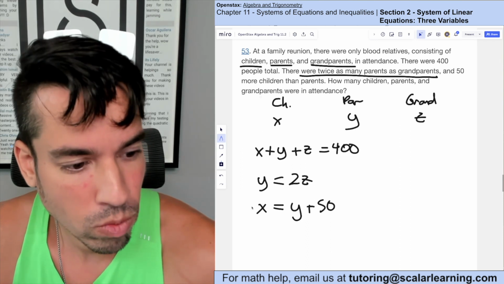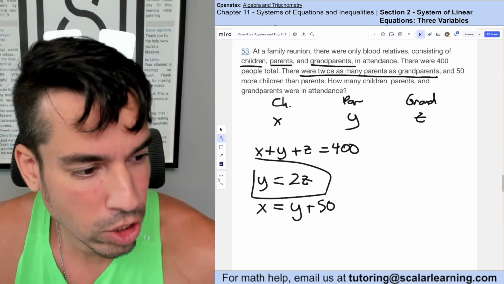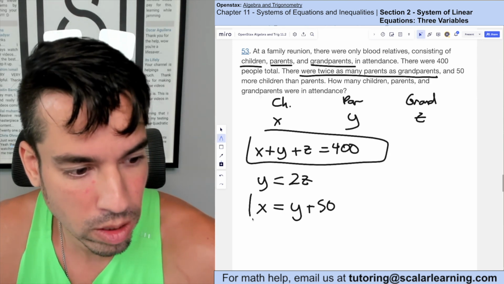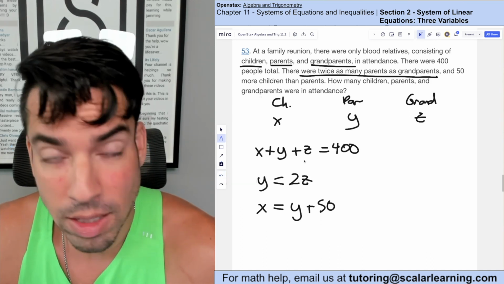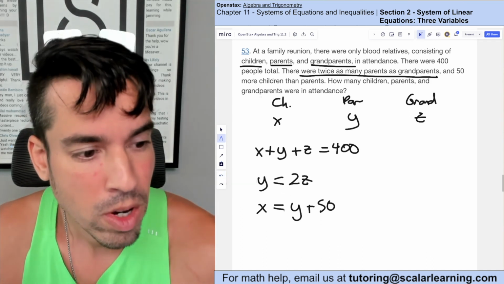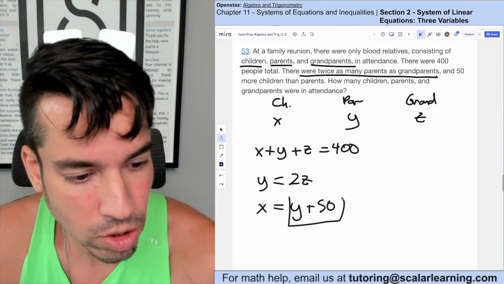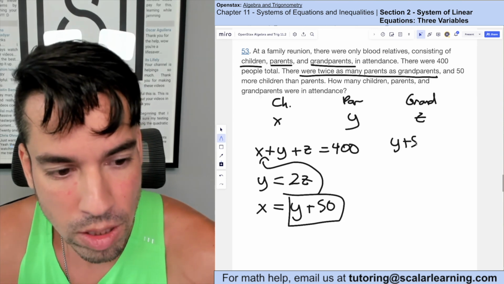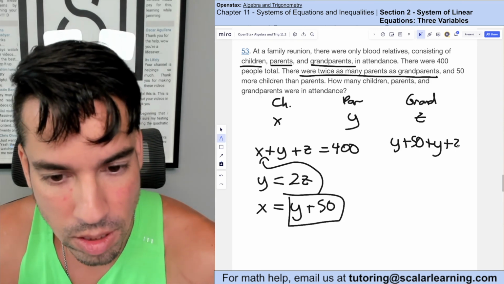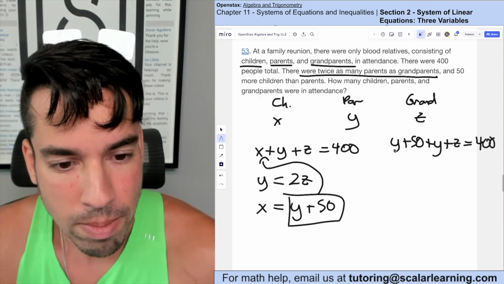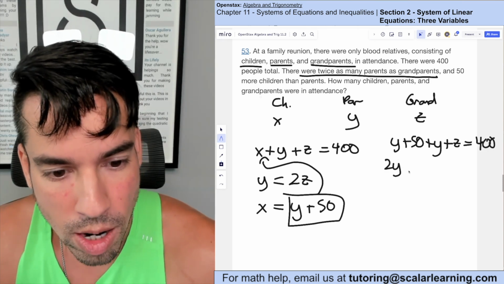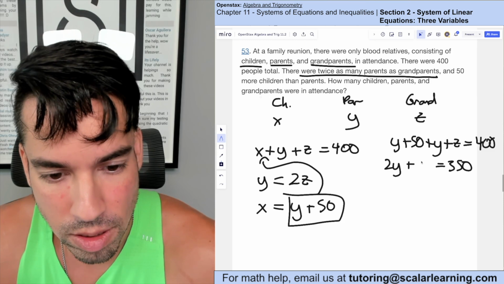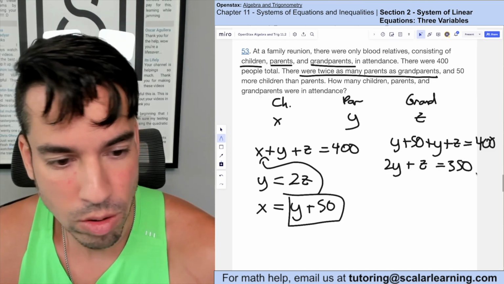So what I'm noticing right here is I've got this really nice equation here with y and z. So if I can similarly combine this with this equation to remove the x's, I can have a second equation with just y and z, and we can take it from there. So what I'm going to do is just a straight up substitution. I can plug in y plus 50 in for x. So then it would be y plus 50 plus y plus z is equal to 400. Combine like terms, we got 2y, minus 50 from both sides is going to be 350, and then still plus z. So there we go, 2y plus z is equal to 350.